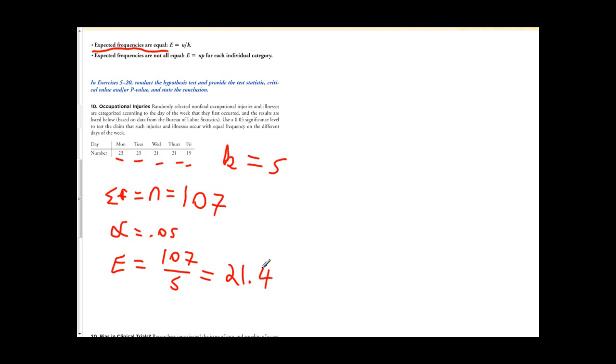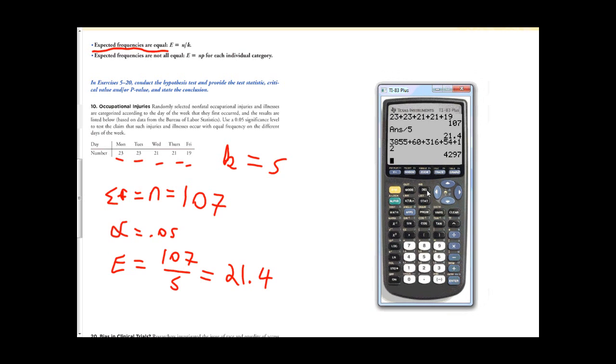So what I'm going to do now is put all of this information into my TI-83 calculator. All right, so here we go. We want to put our observed frequencies into a list. So we're going to go to Stat, then Edit, and edit our lists. In list 1, we're going to put the observed frequencies, so list 1 is going to be all of the O's: 23, 23, 21, 21, and 19. I enter those values from the frequency distribution into list 1.